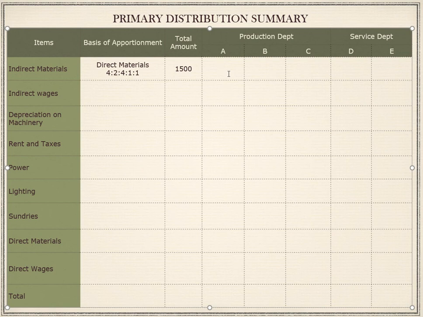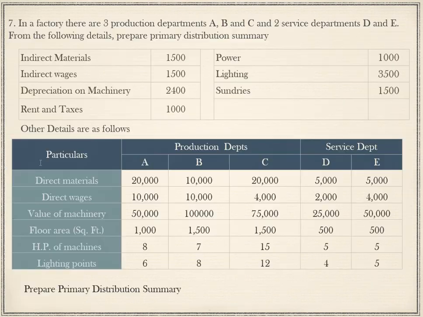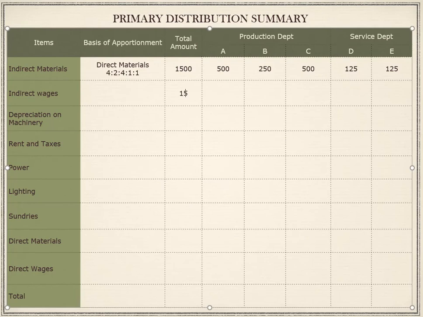125 into 4 is 500. 125 into 2 is 250. 125 into 4 is 500. Once again, into 1 is 125, 125, right? The next one is indirect wages. The amount of indirect wages is 1500, and the basis for apportionment of indirect wages is actually direct wages.